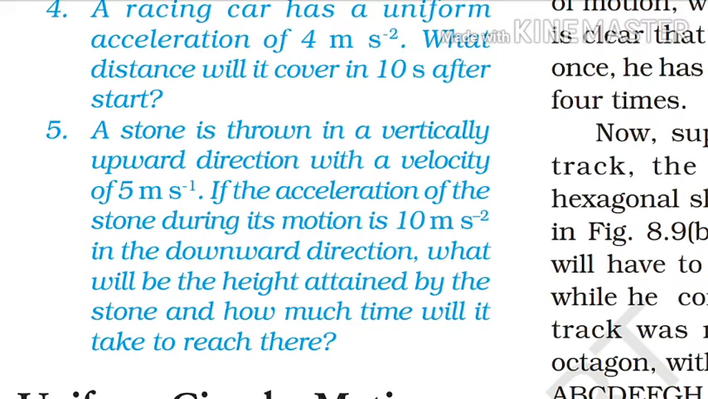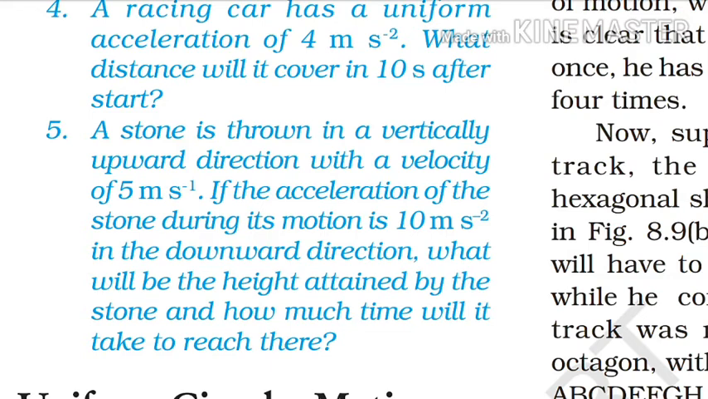A stone is thrown in a vertical upward direction. Since the stone is thrown in the vertical direction, the acceleration acting on the stone will be gravitational acceleration, whose value is minus 10 meter per second square, or 9.8 meter per second square. For simplicity we have taken it as 10 meter per second square here. Now, if the acceleration of the stone during the motion is 10 meter per second square in the downward direction, what will be the height attained by the stone and how much time will it take to reach there?